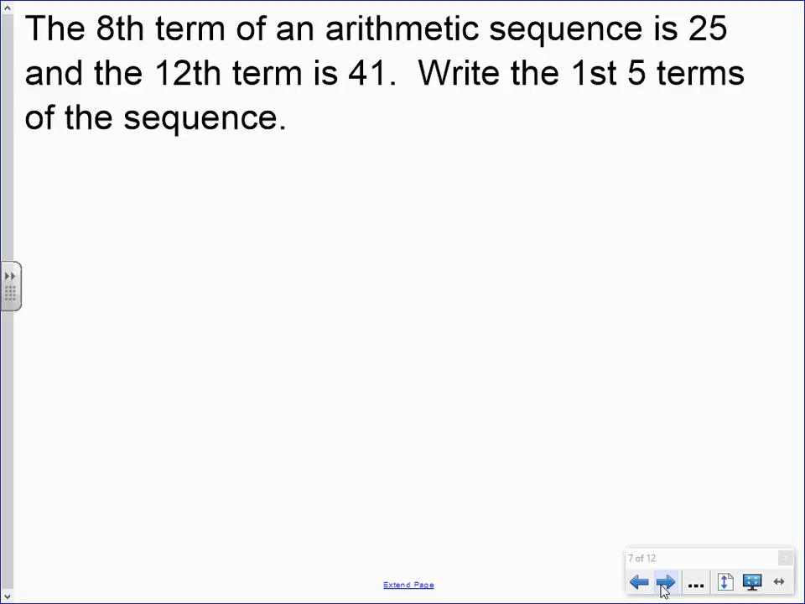When we come back from lunch, we're going to talk about this problem. We know the 8th term and we know the 12th term, and we want to be able to write the first 5 terms. So I'm going to leave this up on the board. As you file in from lunch, I want you to start brainstorming how we might be able to do that. Okay, go to lunch.